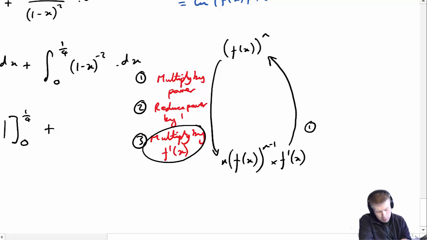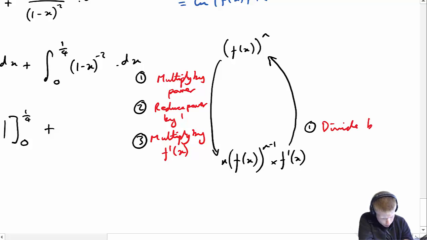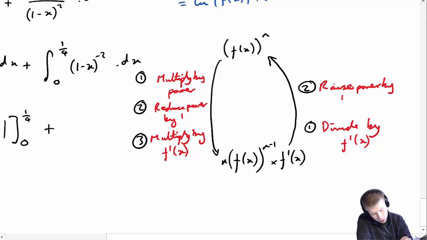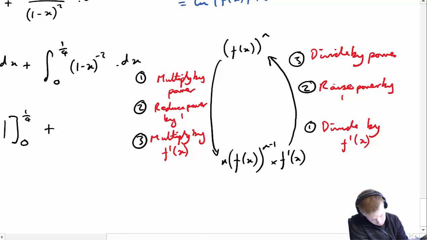So what do I do first of all? Well, I don't multiply by f dash x, I divide by f dash x. I do the opposite. Then, I reduced the power by 1 when differentiating, so now I've got to raise the power by 1. And then what did I do third? I did multiply by the power, so if I do the opposite, I've got to divide by the power. So when I'm differentiating, I'm going this way, and when I'm integrating, I'm going this way.